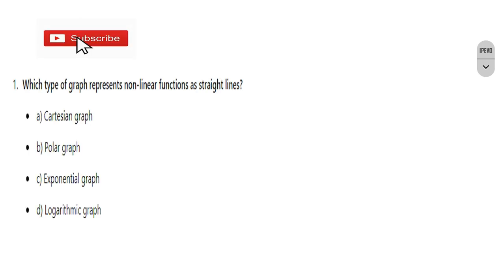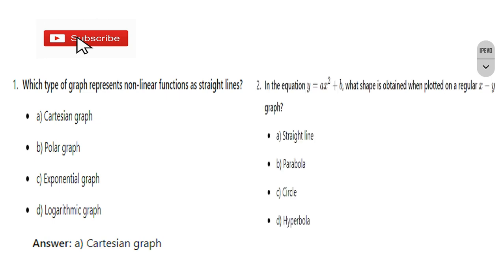Our first question says, which type of graph represents nonlinear functions as straight lines? A. Cartesian graph. B. Polar graph. C. Exponential graph. D. Logarithmic graph. The correct option to that question is option A, the Cartesian graph.